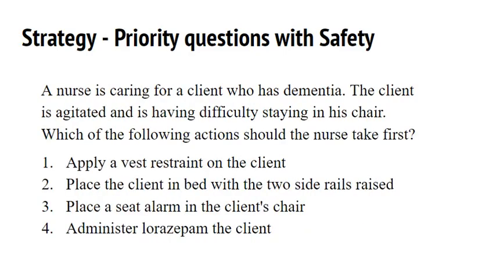Here is another sample question regarding safety. A nurse is caring for a client who has dementia. The client is agitated and having difficulty staying in his chair. Which of the following actions should the nurse take first? So we have a priority question and we're going to say focused on the safety step. So apply a vest restraint on the client, place the client in bed with 2 side rails raised, place a seat alarm in the client's chair, and administer lorazepam to the client.